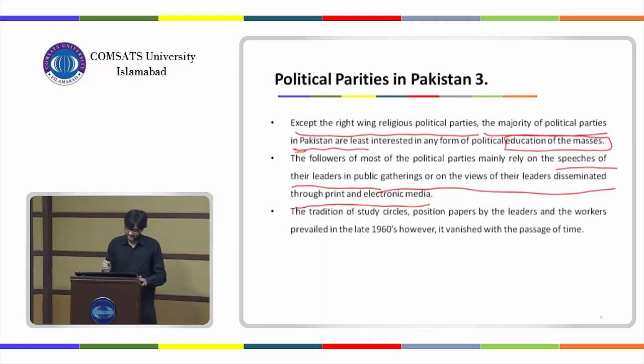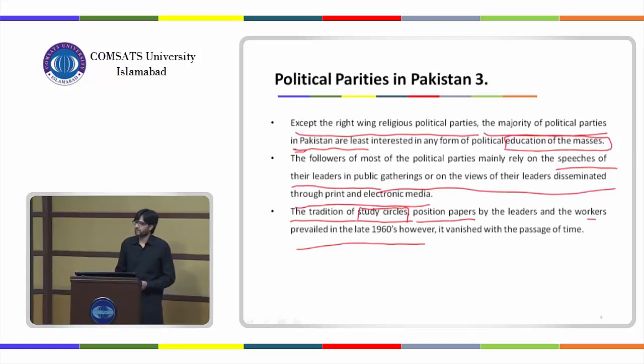Okay, then again, another thing, the tradition of the study circles, position papers, by the leaders and the workers, that was there in Pakistan up till the 1960s, but it vanished with the passage of time. So what is a study circle in a political party? The study circle in a political party is basically a circle inviting people to study a certain set of articles, a certain set of facts in detail, and then come up and discuss these things. These study circles are usually there, and normally in the communist parties they are very famous, but they are in other parties as well. They study different issues and discuss these issues and the solutions for these issues, and then they approach the masses and present these solutions to the masses to incorporate them, to educate them, and then invite them to their party as well.